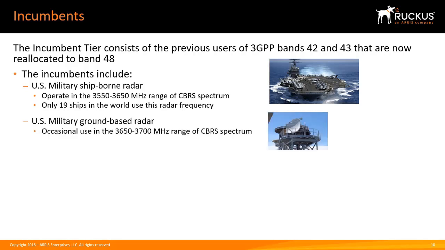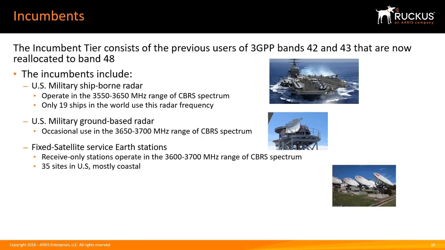Next, we have military ground-based radar. These operate in fixed locations and occasionally perform in-band operations in the 3650 to 3700 MHz range at 3 sites: St. Inigoes, Maryland, Pensacola, Florida, and Pascagoula, Mississippi. Most U.S.-based military radars operate below 3500 MHz. However, we have seen in-band operations at 41 sites around the country. Again, these are fixed locations, so they only impact lower-tiered users in that specific coverage area.